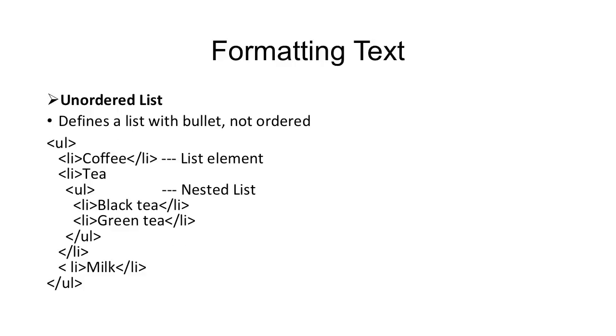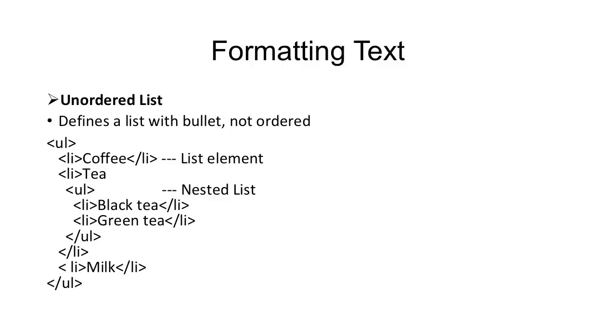We also have lists. You can have an ordered list or you can have an unordered list. An unordered list defines a list with bullet points, while an ordered list provides a list with numbers. Your unordered list can be defined within the UL tags, where you will also provide the list elements. This is where you use the LI tag.